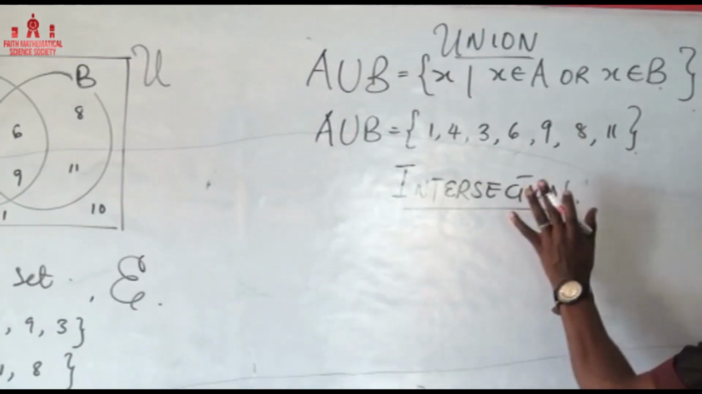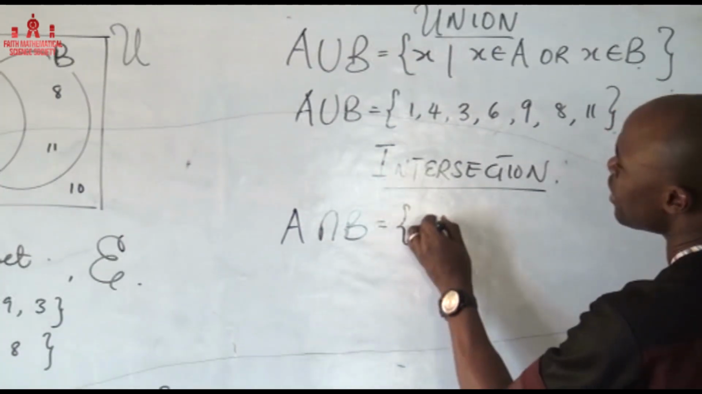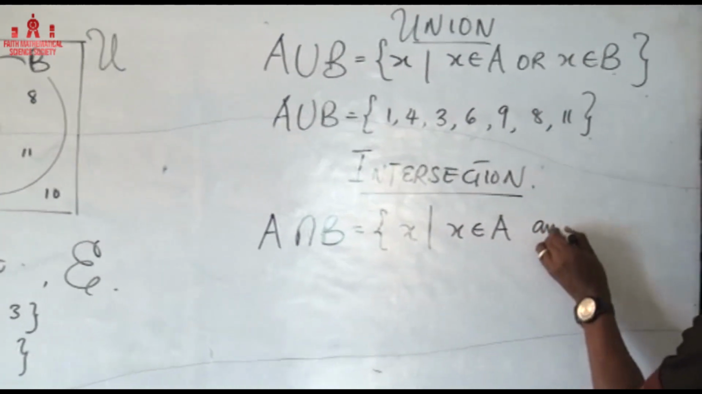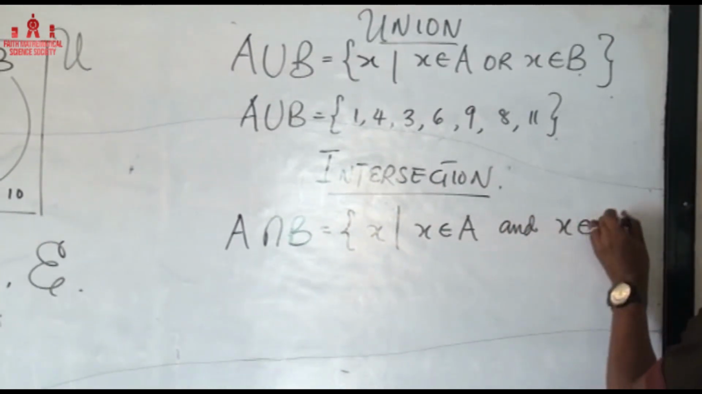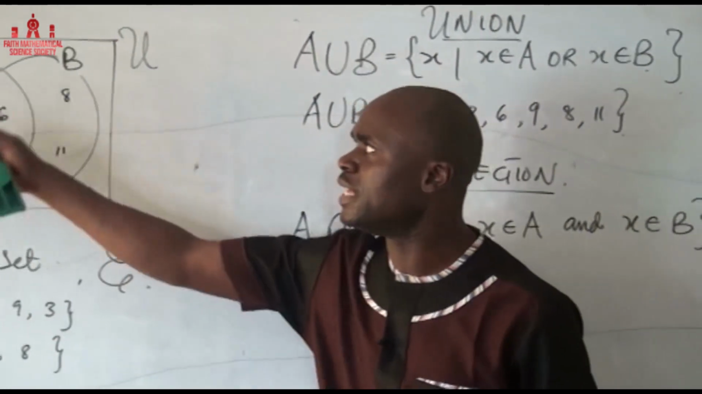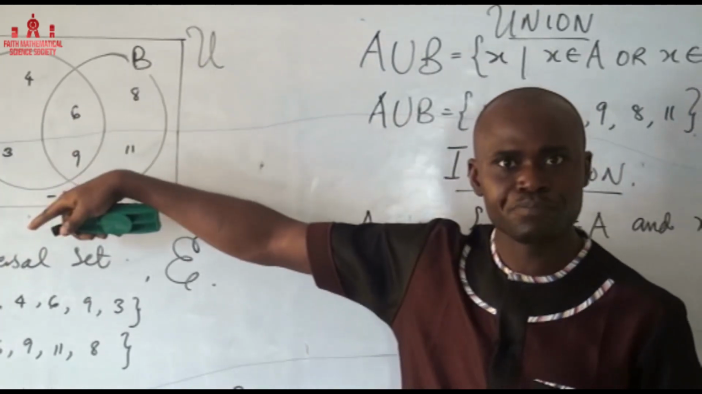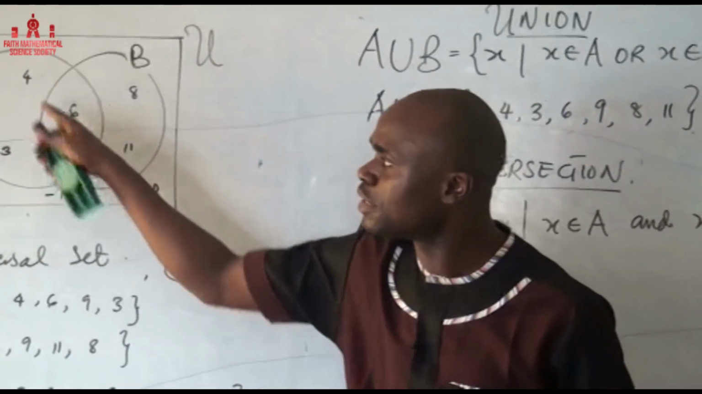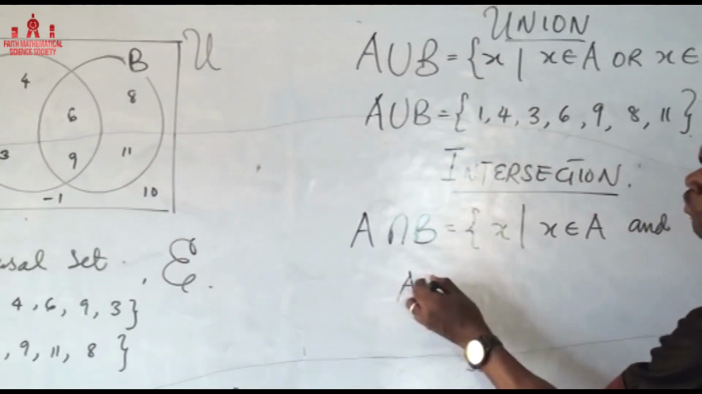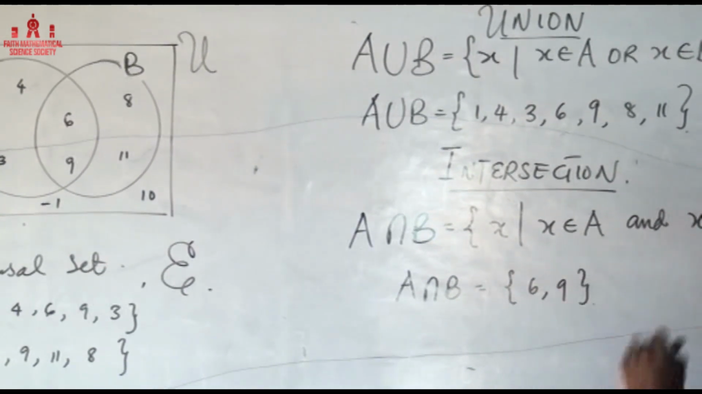Now let us continue. For intersection, A intersection B simply means those elements x such that those elements are in A, and take note of the word and, those elements are also in B. Those are the elements that appear simultaneously in A and B. And what are those elements? The elements are 6 and 9. You can see where the two sets meet. So the answer to A intersection B is simply 6 and 9.